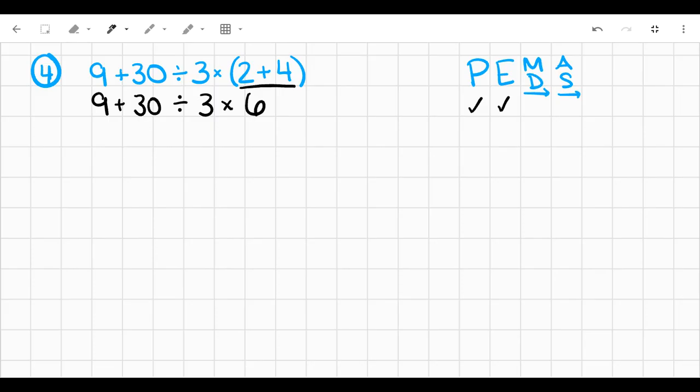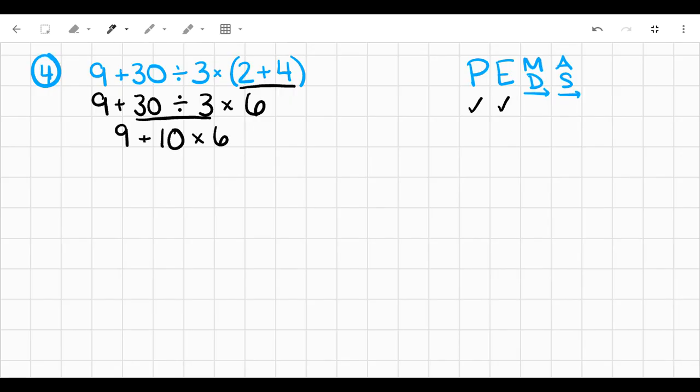I have a division problem and a multiplication problem, but I know that they're buddies, so they let whoever comes first, left to right, go first or be solved first. So the first thing I'm going to solve is my division problem in this case. So 30 divided by 3 equals 10, and I'm going to bring my times 6 and my 9 plus down.